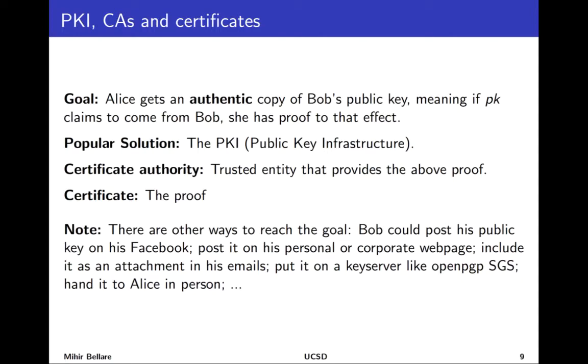Now, this isn't the only way to distribute keys with proofs of authenticity. You could think of many other things. Bob could, for example, post his key on his Facebook or on some web page which is on his domain, and the domain is trusted. Include it as an attachment in emails. There are servers where you can put keys. You might hand it to Alice in person and so forth. But certificates are what the internet is mostly running on, at least in terms of client-server interactions.